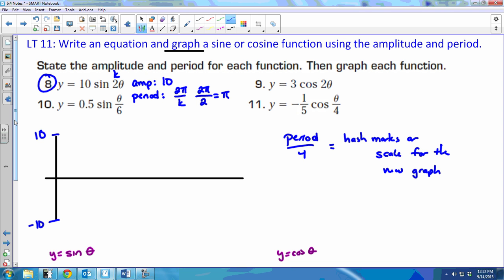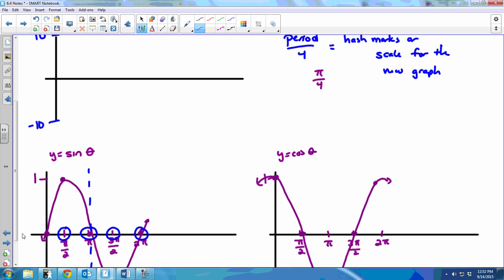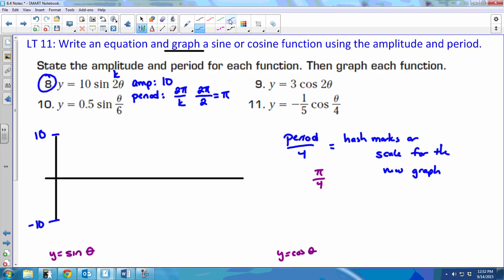So right now our period is pi. And so if I divide that by 4, then I'm going to be using pi over 4 as my new scale. Does that make sense? I'm just dividing it by 4. So instead of going from 0 to pi over 2 to pi to 3 pi over 2 to 2 pi, we're just going to be counting by pi over 4. So I go from 0, pi over 4.